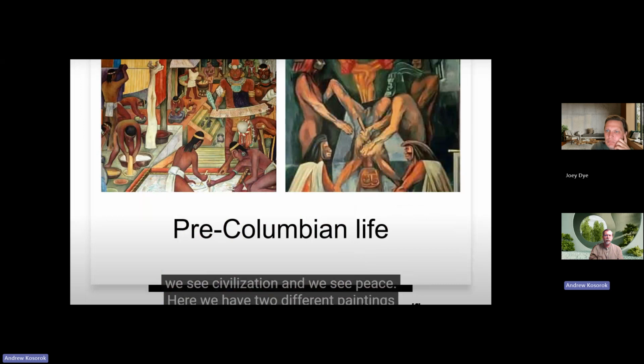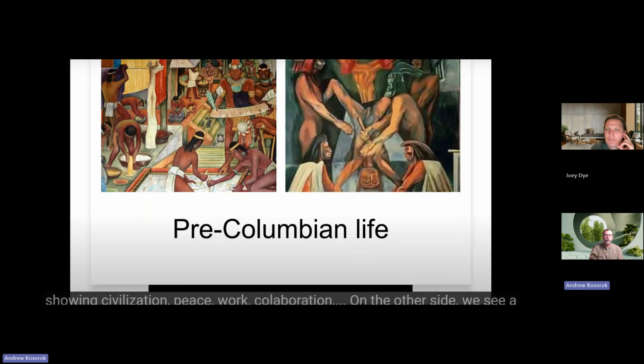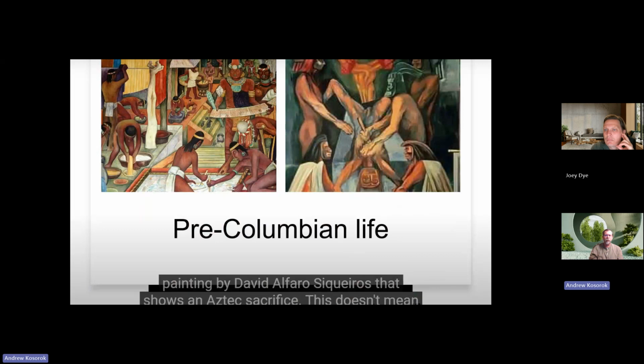Here we have two different paintings that show a different view of pre-Columbian life. Diego Rivera, again showing civilization, peace, work, collaboration. On the other side, we see a painting by David Alfaro Siqueiros that shows an Aztec sacrifice. This doesn't mean that David Alfaro Siqueiros continued with the idea of Aztecs as savages. What happens is that David Alfaro Siqueiros was the most radical of the three muralists, and he always saw or showed the most raw image of everything that he depicted. He was the most critical.